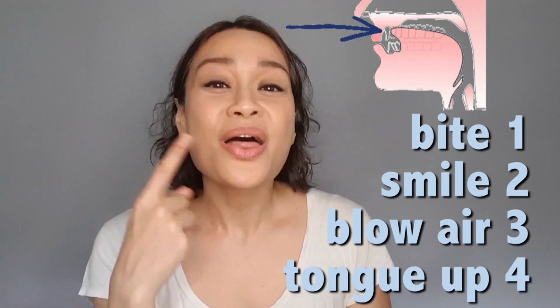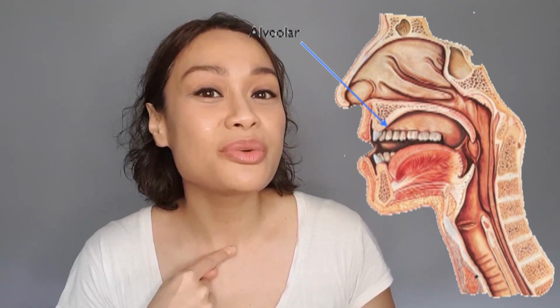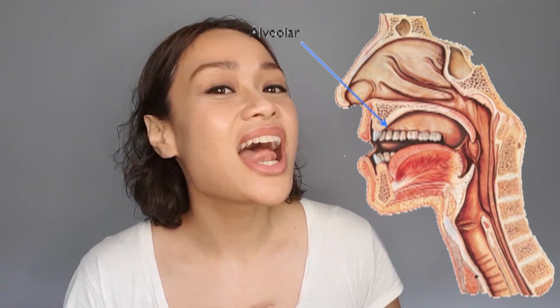What's missing? The placement of my tongue. My tongue needs to be around the area of the alveolar ridge. Huwag magpanic. I will show you where the alveolar ridge is. It's just that area behind your two front teeth. So, I'm going to point it with my tongue. That's where the alveolar ridge is.